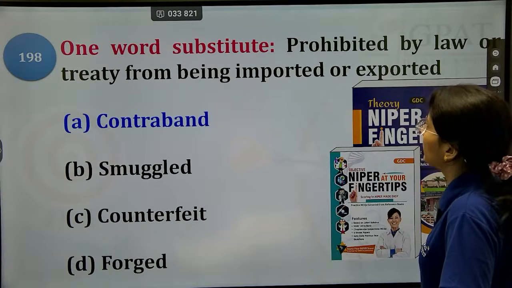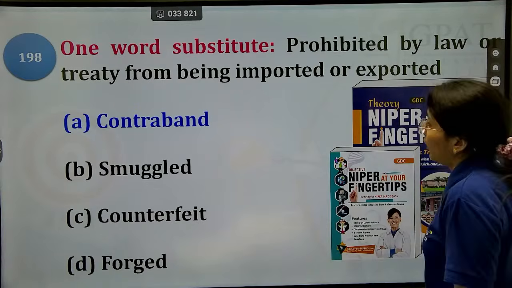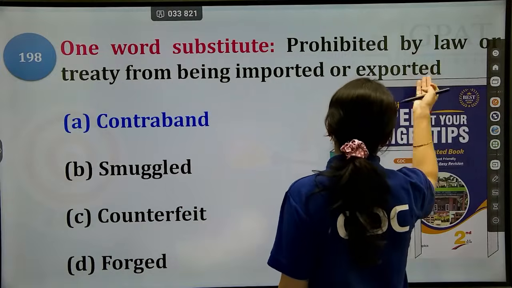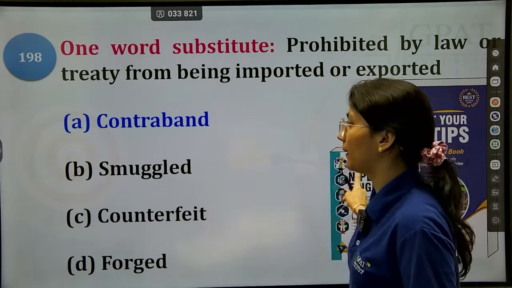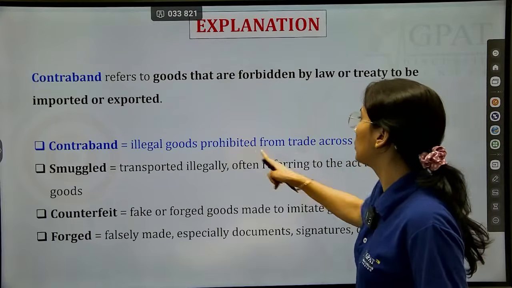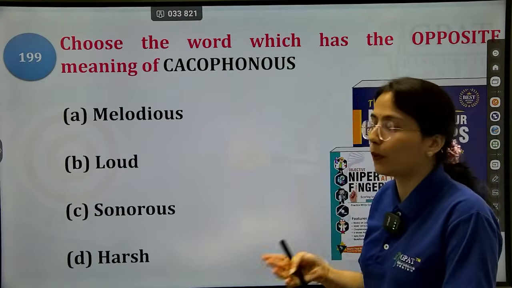Next is one word substitution. Prohibited by law or treaty from being imported or exported is what? That is contraband, illegal goods prohibited from trade across borders.